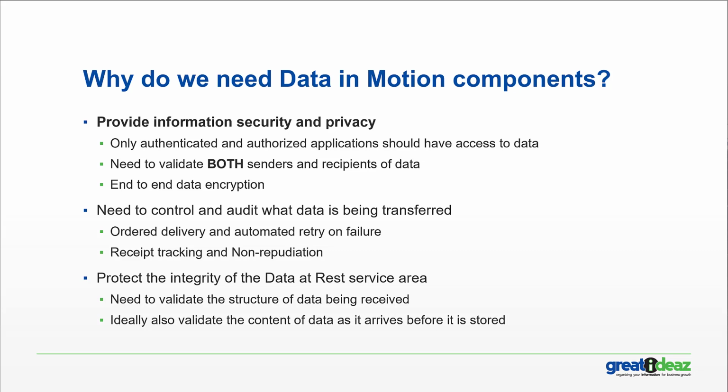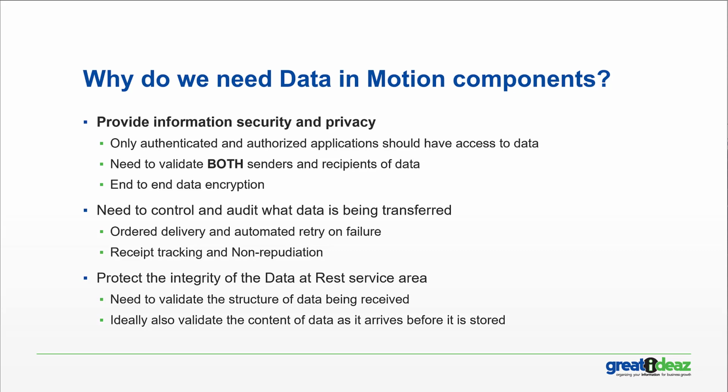And one of the first things that we're going to want to do is look at information security and privacy. So in any communication, whether it's inbound or outbound, we're going to need to make sure that only authenticated and authorized users and applications have access to any data. So if I'm moving data to and from a screen, if I'm moving data between a customer and my internal data store, I'm going to need to know that I've got the right customer and I've authenticated and authorized that customer to make sure that the information is coming from a trusted source.